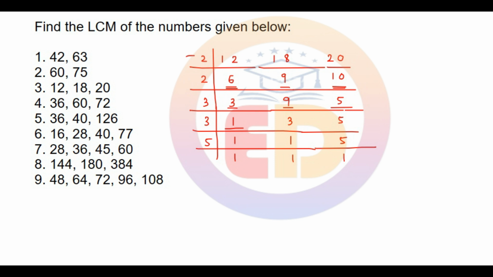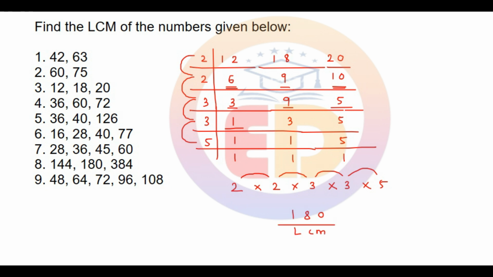Now the numbers on the left hand side, which are 2 multiplied by 2 multiplied by 3 multiplied by 3 multiplied by 5, will give me the LCM. Let's multiply them to find the answer. 2 into 2 is 4. 4 into 3 is 12. 12 into 3 is 36. And 36 into 5 is 180. So our LCM will be 180.